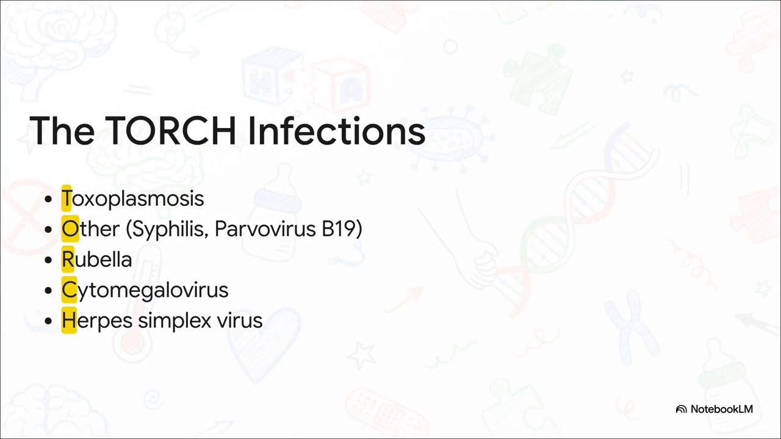Now, for those transplacental infections, there is an acronym that you absolutely positively must know for your exams. It is TORCH. This is incredibly high yield. It stands for toxoplasmosis, other agents like syphilis and parvovirus, rubella, cytomegalovirus, and herpes. Every single one of these can cross the placenta and cause terrible damage to the developing fetus.